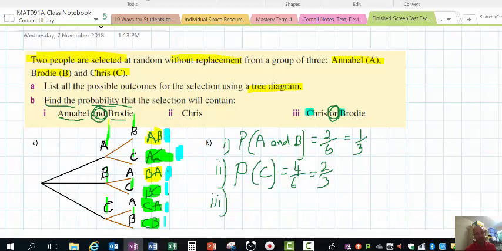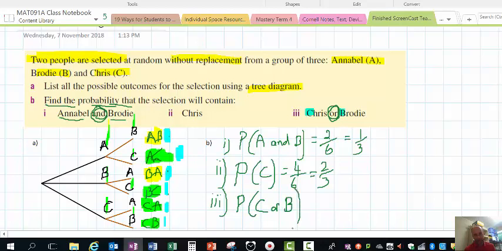Oh, well, that means it's a certainty. So probability of C or B is 6 out of 6, which is 1, and that's a certainty. So if you choose under those conditions, you will get something with either Chris or Brody or both. So let's commence work now on our tree diagrams part 2.